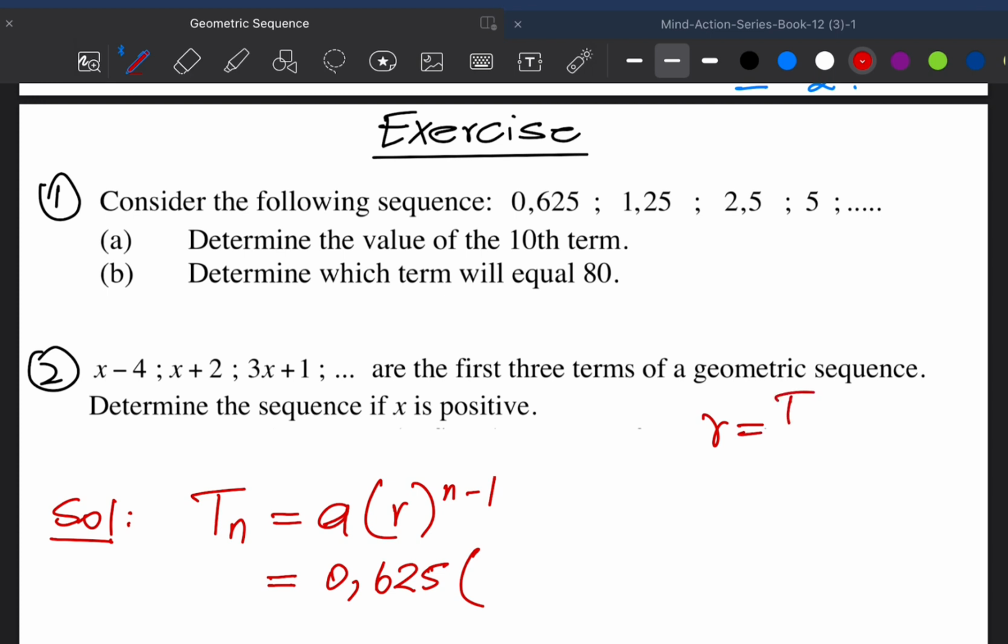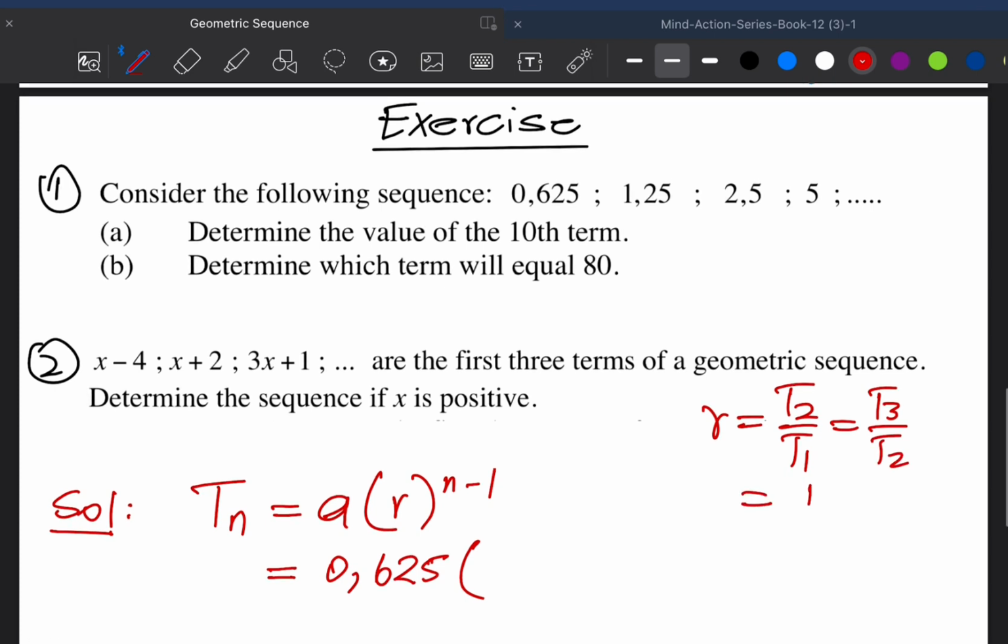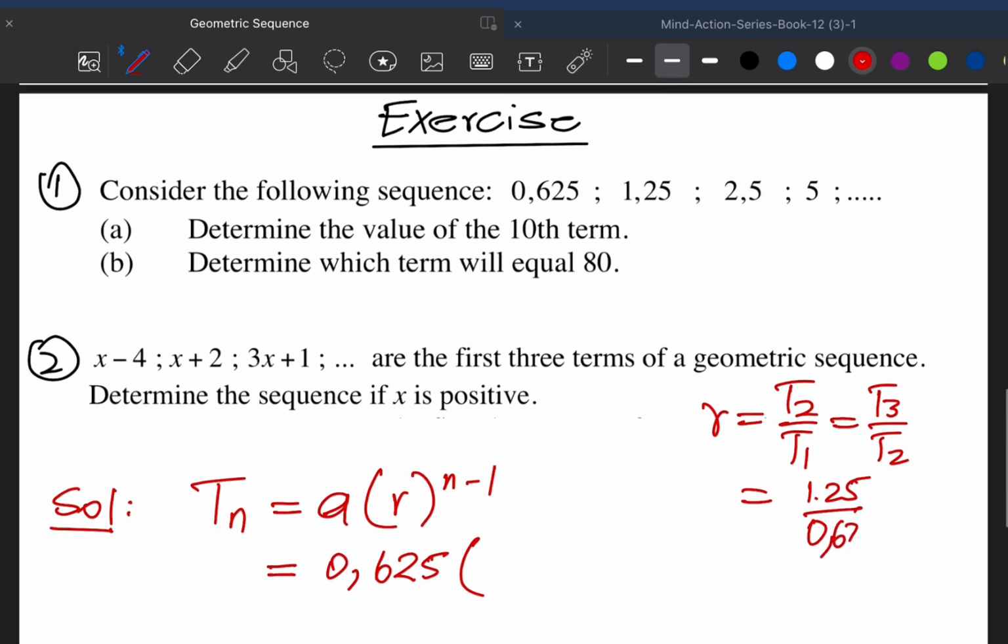R is equal to T2 divided by T1, which is equal to T3 divided by T2. What is T2? 1,25 divided by 0,625 and 2,5 divided by 1,25. So I get 2 here and I also get 2 there. Let me confirm. 1,25 divided by 0,625. Yes, it's 2. So we get 2 here, all to the power of n minus 1. That is your general term.